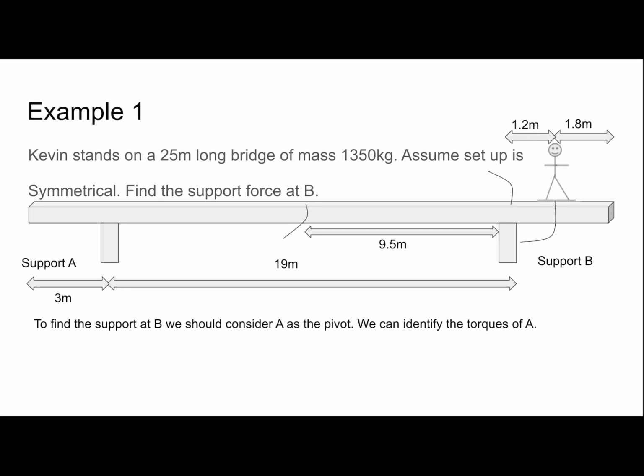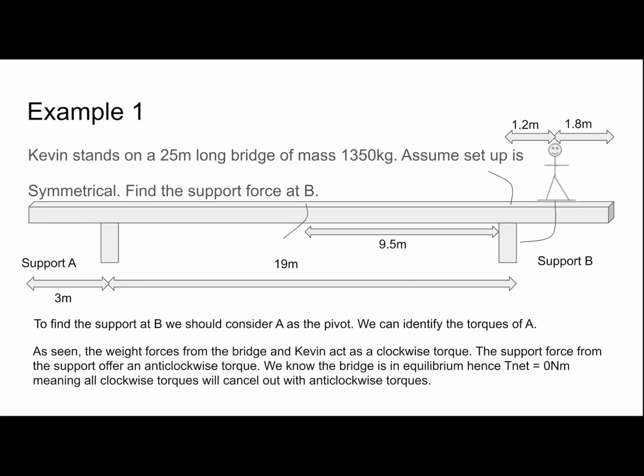So we're going to have trouble actually finding the force at support B if support B was the pivot. So that's why we use support A as the pivot. And as support A is the pivot, we can use the idea of equilibrium. So clockwise torque equals anti-clockwise torque to find the force supported by support B. Hopefully that made sense. Okay, I know that was a bit confusing, but hopefully that makes sense.